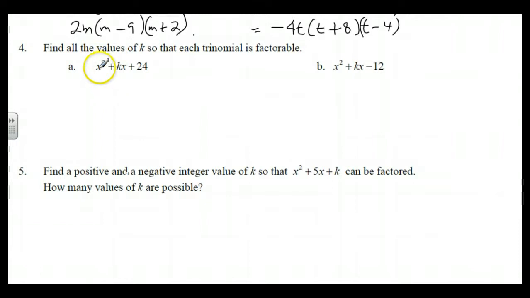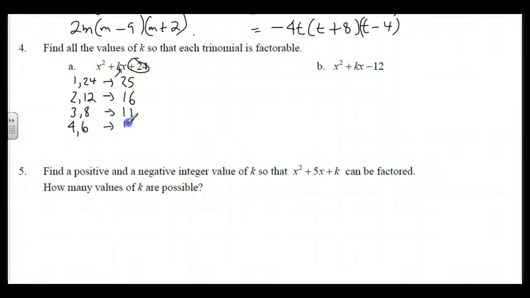Okay, here I am, back a few hours later and finishing these two exercises. So find all the values of k. What we know is we need two numbers that are going to multiply to positive 24. So positive 1 and positive 24. If we use those, k will be 25. If we use 2 and 12, then k will be 14. If we use 3 and 8, then k will be 11. So these are the values of k. If we use 4 and 6, then k will be 10.